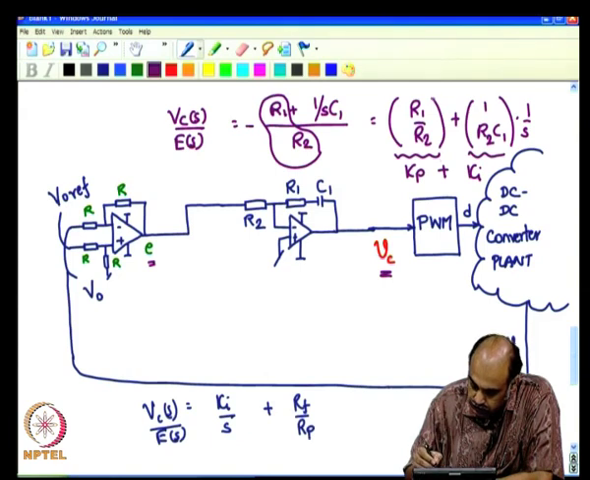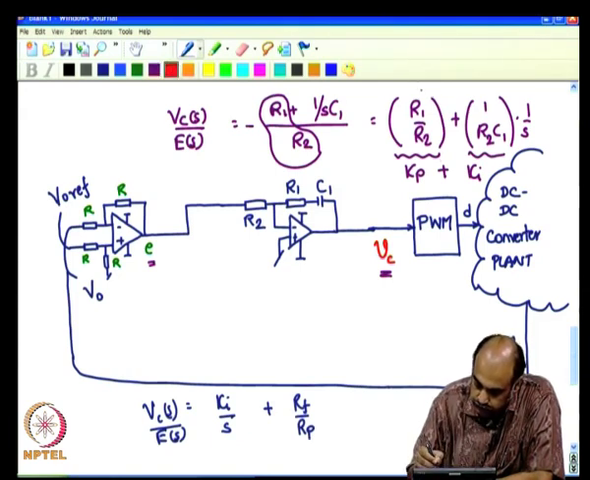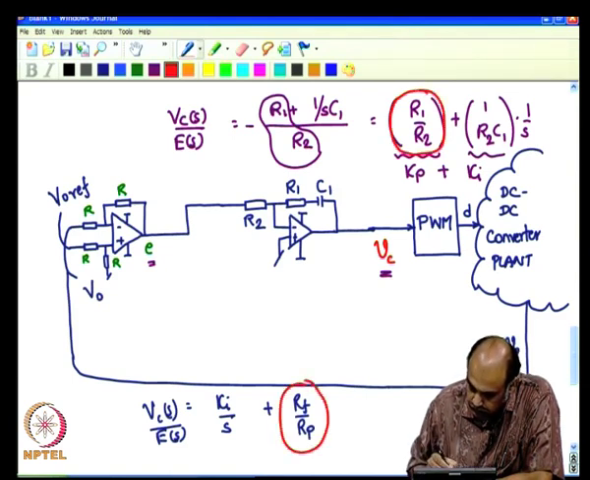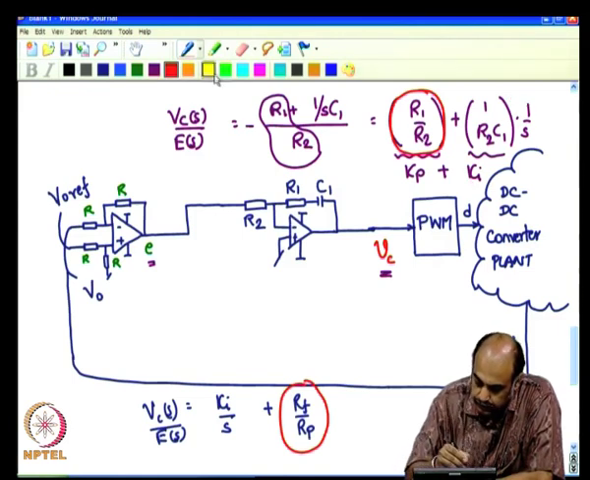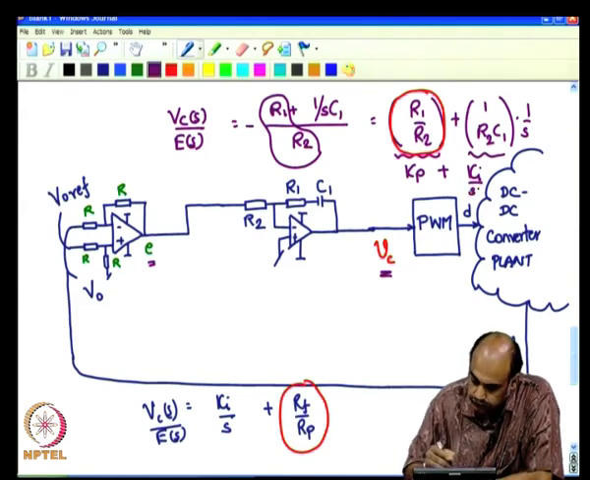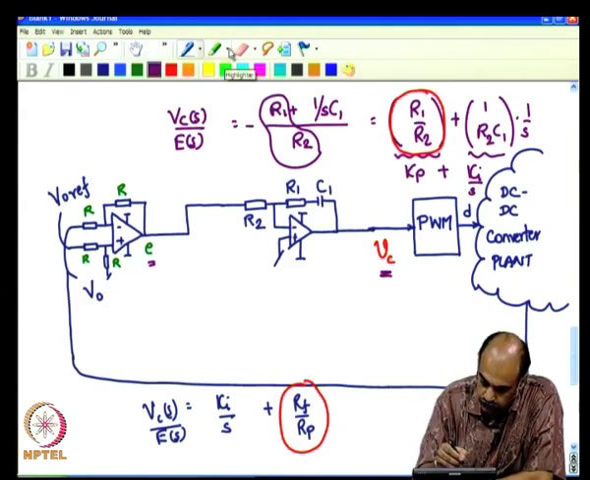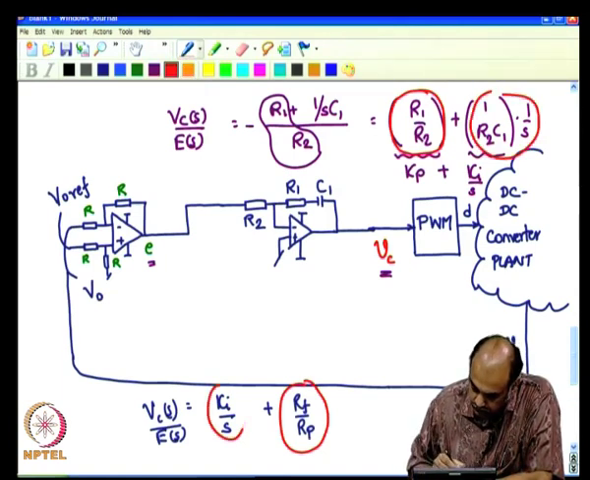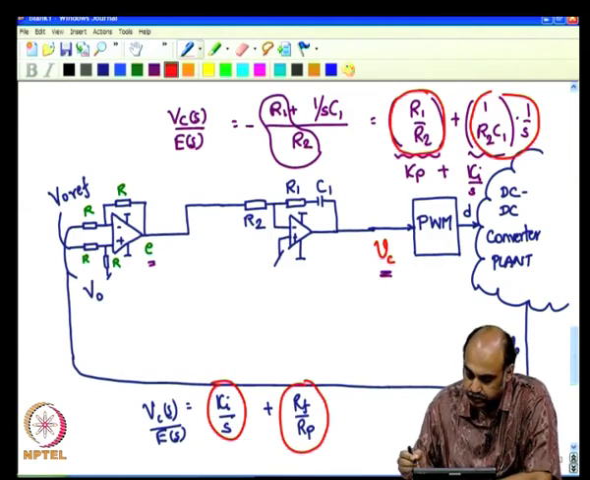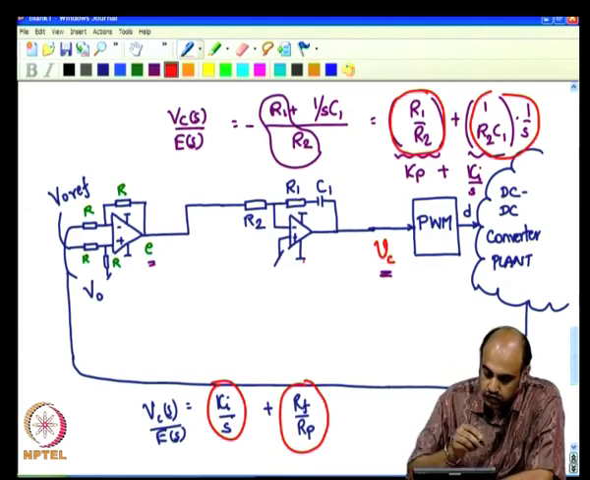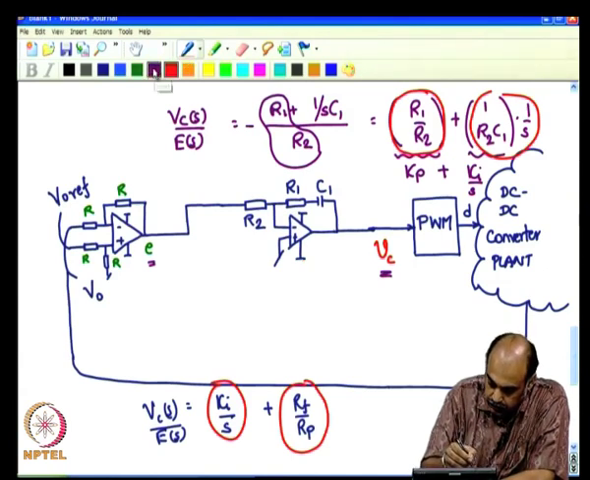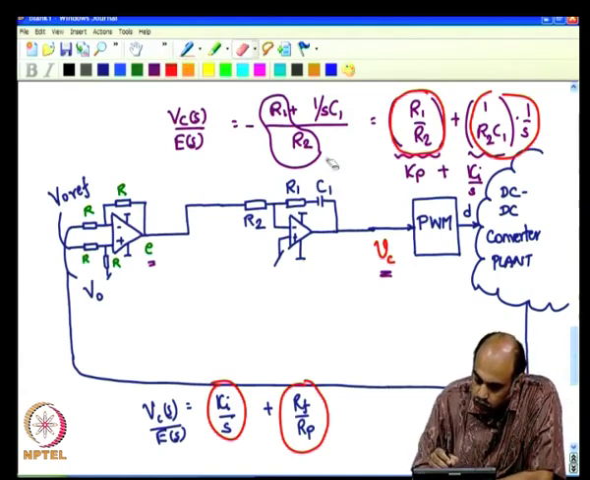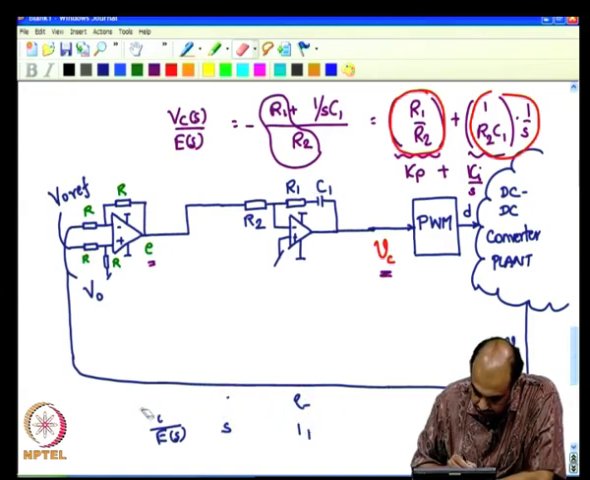Then you see that this gives a transfer function of a form similar to the earlier circuit. This is KI by S. And this portion is similar to this portion. And therefore, we can as well use this circuit. Let me clear up this.